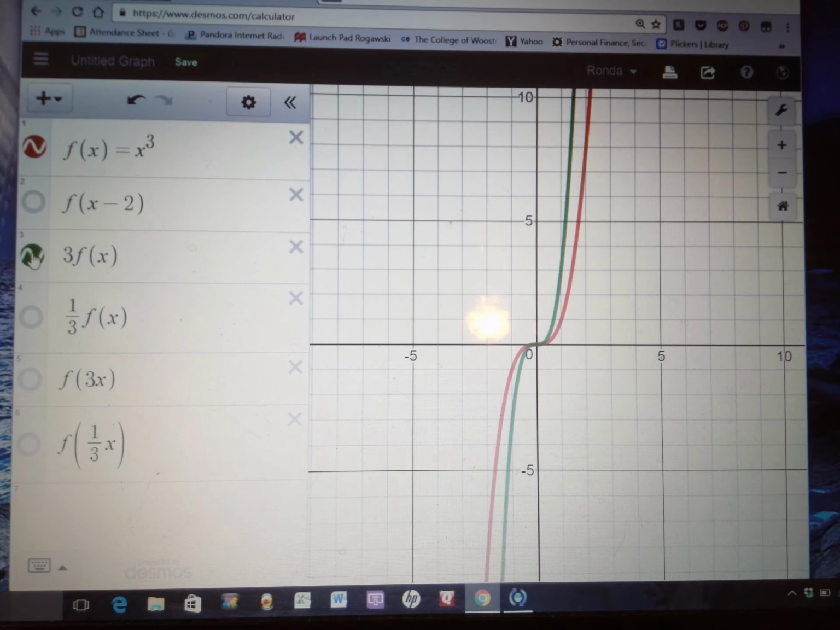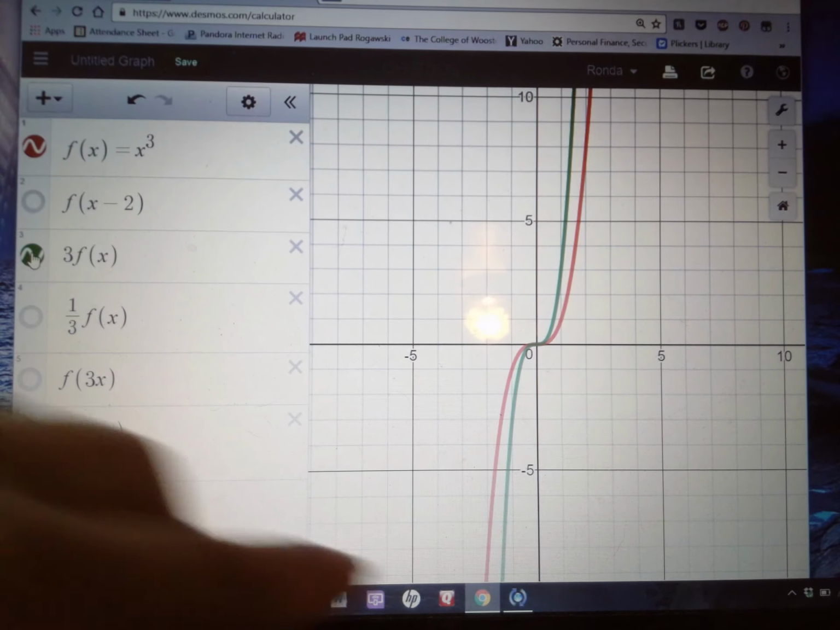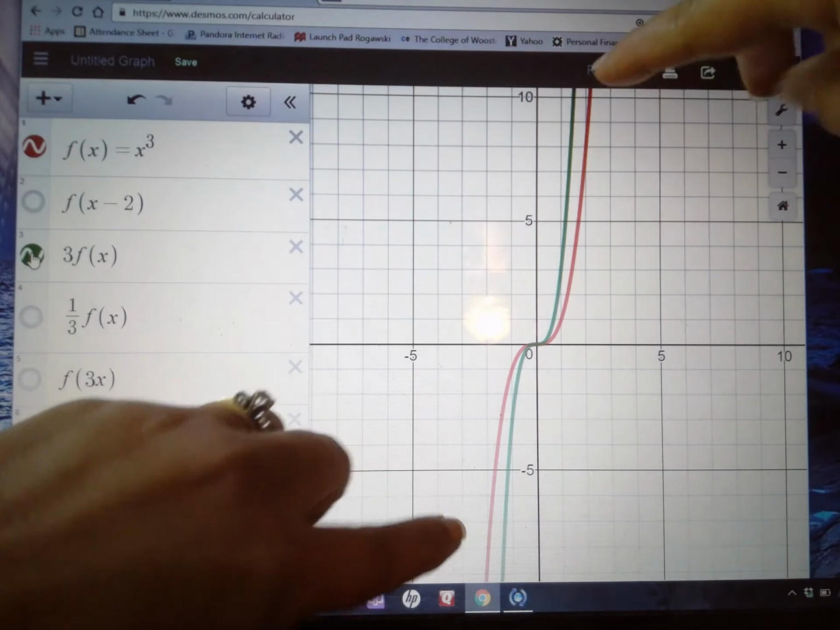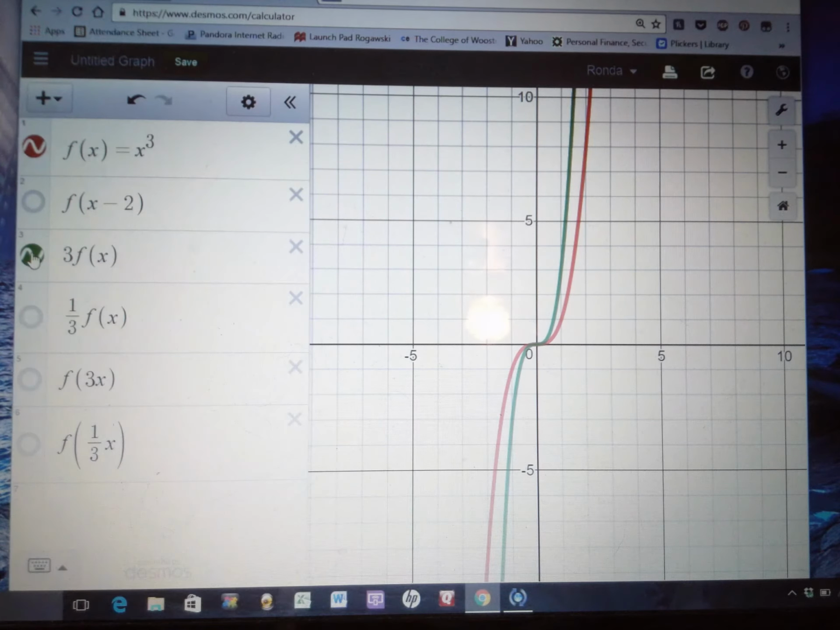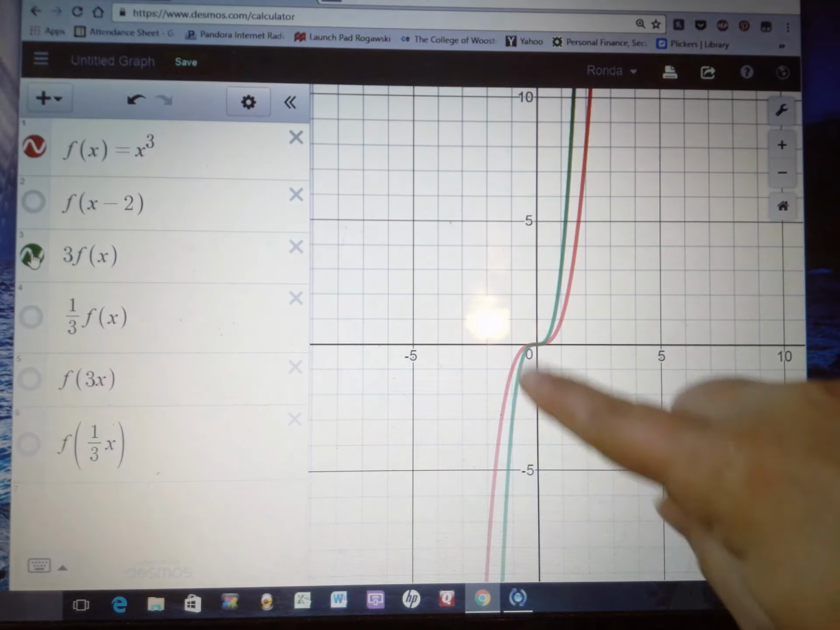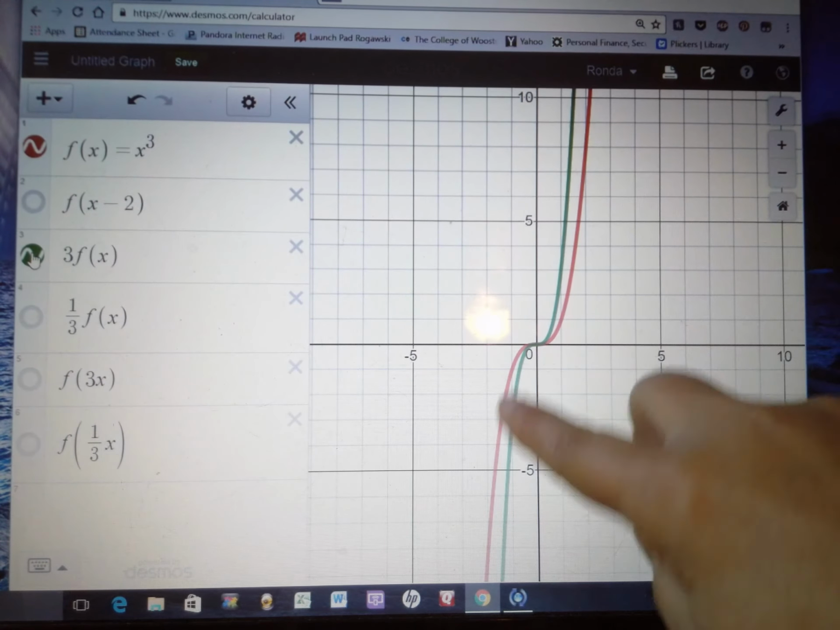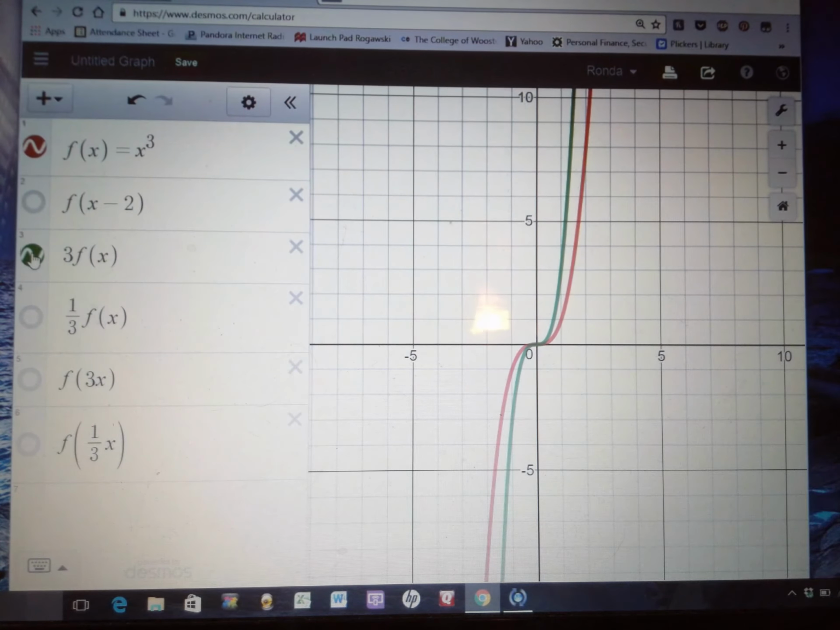Essentially what this does is we call it a vertical stretch. If you think of the red graph here, what has actually happened is I've taken both ends and stretched it and made it a little bit tauter, and so it goes up a little bit faster and it comes down a little bit faster as well. So we call this a vertical stretch.